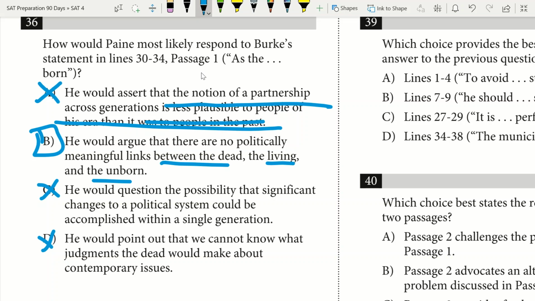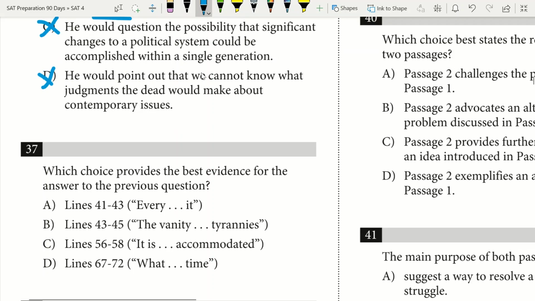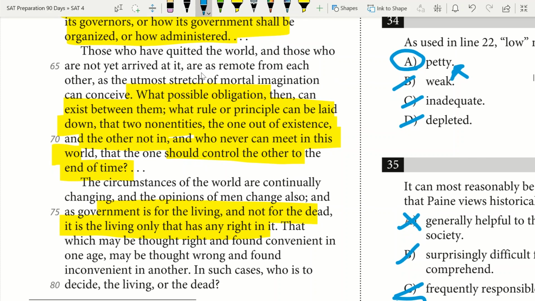All right, now we got question 37. So we got 37. Which choice provides the best evidence to the previous question? Okay, that one's easy because we already have a good idea of where that's going to be at. That's going to be towards the end of the second passage because obviously it would be in passage 2 because we're responding to passage 1. And that's going to be where we have this highlighted portion from right around, looks like 67 to right around 72.